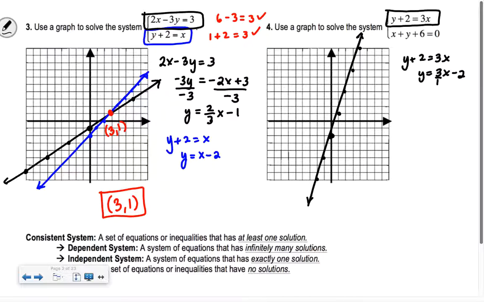Kind of missed mine. I'll draw it a little bit better. It's hard on the screen sometimes because it's not calibrated perfectly. I still missed it. Whatever.